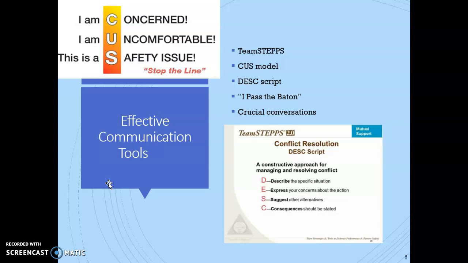TeamSTEPPS incorporates the CUSP model, where when you're feeling like you maybe can't speak to another colleague or a physician, but you know that it's a safety issue and you really have to speak up, the best way to do it is to use the acronym CUSP and say, I am concerned, I'm really uncomfortable with this new order or this action or this situation. I really feel this is a safety issue. Can we talk about this some more? It's a very good method for having the confidence to open up some difficult conversations.